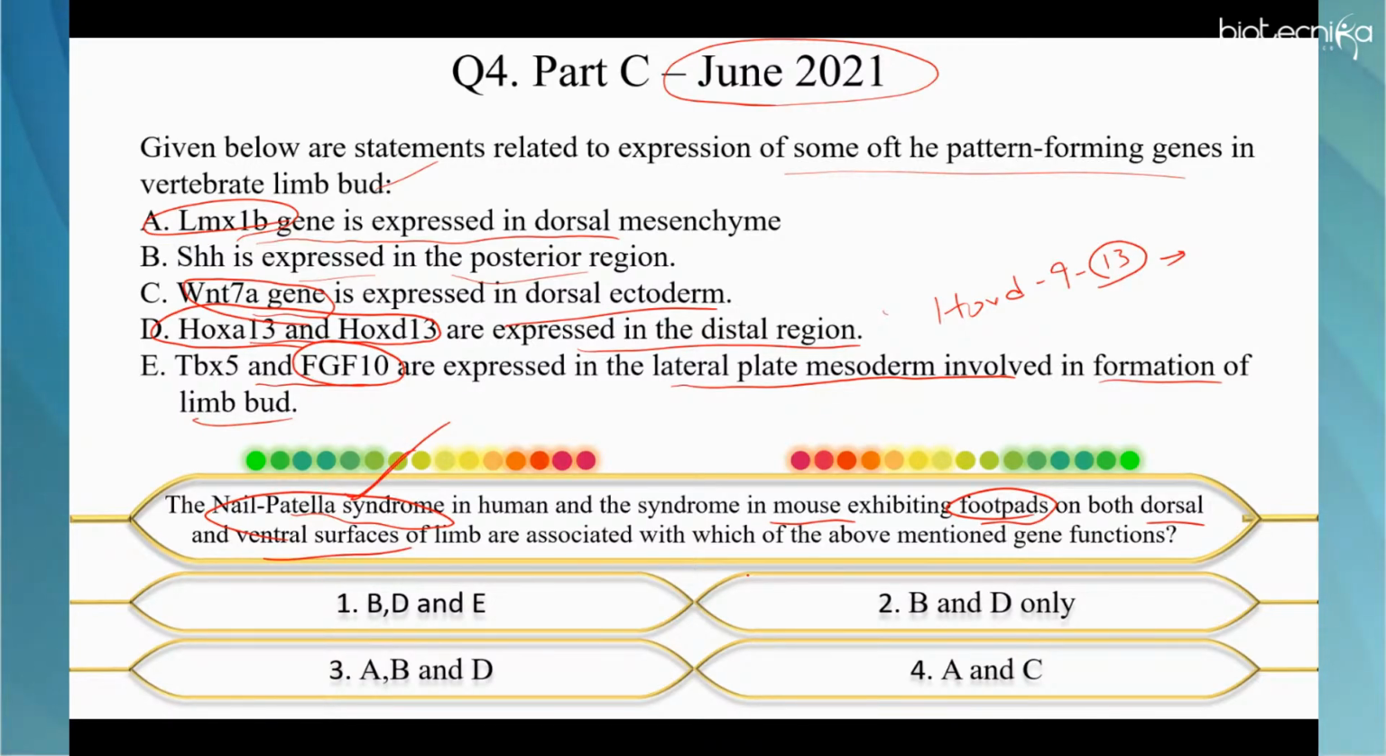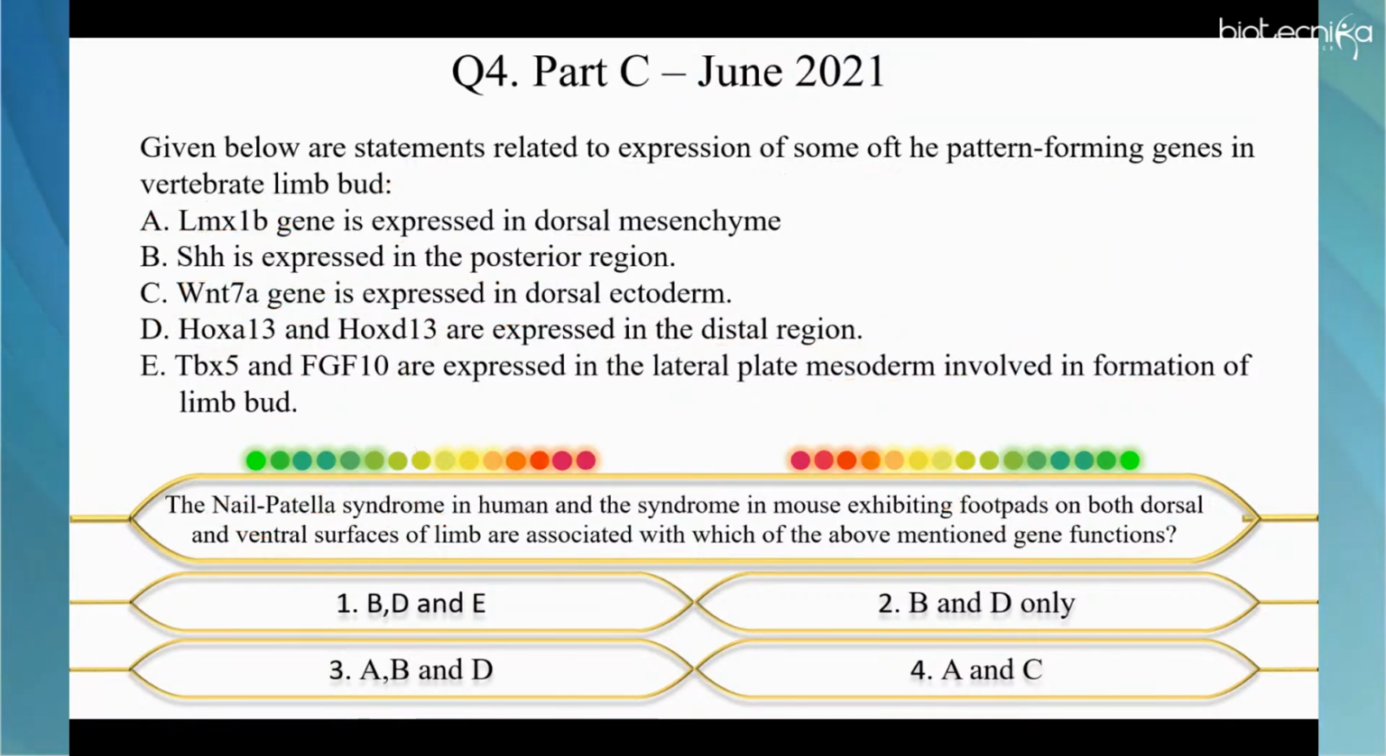Okay, they are associated with which of the above mentioned gene functions? So whatever it is, definitely C will be there, because it is talking about the dorsal ectoderm, right? Since the dorsal side is duplicated in the ventral side also, clearly C will be a part of it. So if C is a part of it, then the only option that you have over here is A and C, right? Because this is clearly the posterior region.